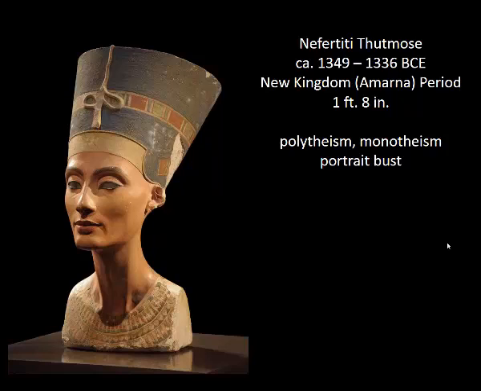Now, we're in the New Kingdom period, but we move on to a very specific period within this period, which is the Amarna period. It is a short-lived period, but it is a time of really significant change within Egypt. And this is political change, but more specifically, it is religious change, and it is also art historical change.